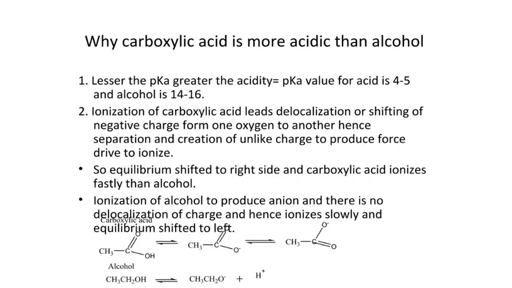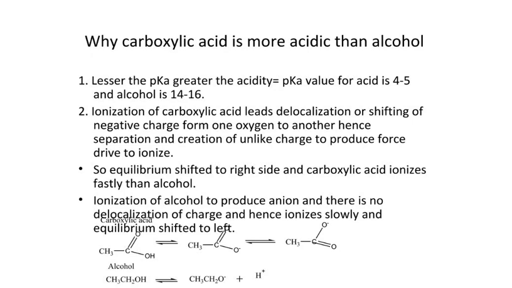So why is carboxylic acid more acidic than alcohol? You know the lesser the pKa, greater the acidity. The pKa value for acid is 4 to 5 and alcohol is 14 to 16. So ionization of carboxylic acid leads to delocalization or shifting of negative charge from one oxygen to another. Hence separation and creation of unlike charge produce a driving force to ionize. This is the reason carboxylic acid is more acidic than alcohol. So equilibrium shifted to the right side and carboxylic acid ionizes faster than alcohol.